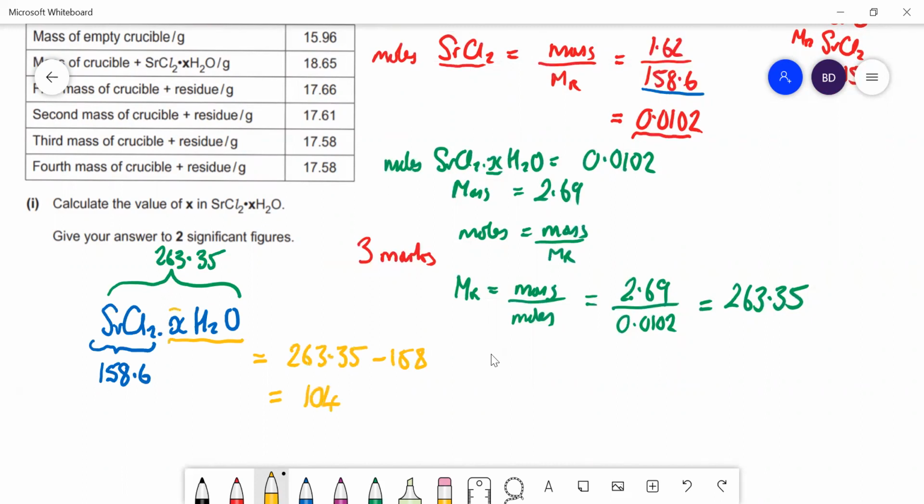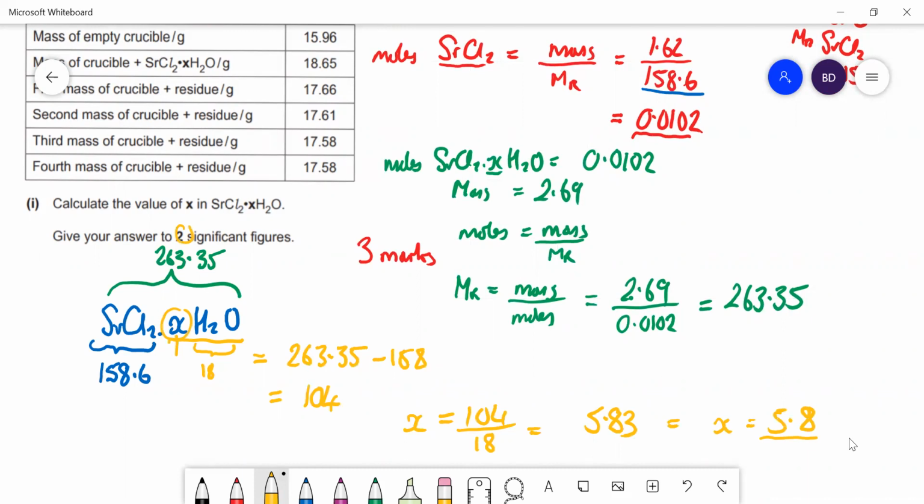And then we've got to find out X, we've got to divide by, well, water has got an MR of 18. So we're going to divide by 18. So X is equal to 104 over 18. And that is equal to 5.83. Okay. Now, it said give our answer to two significant figures. It asks us here, look. So that is going to be X is equal to 5.8. And of course, really, it probably is 6, the real value, because it's always an integer value. But they've asked for two significant figures, so we're going to say 5.8. That is the answer to that question.